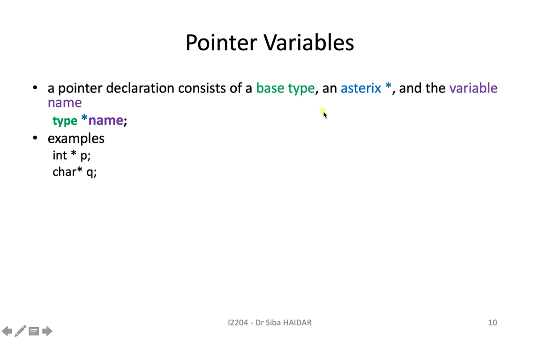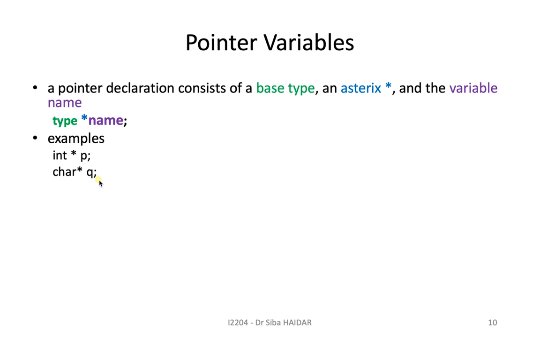Pointer variables. How do I declare a pointer? A pointer declaration consists of a base type, an asterisk, and the variable name. Type, asterisk, name. Example, int *p, and of course the declaration ends with a semicolon, or char *q. Here p and q are both pointers.